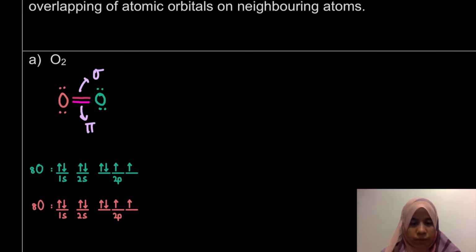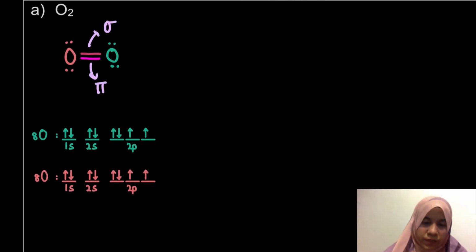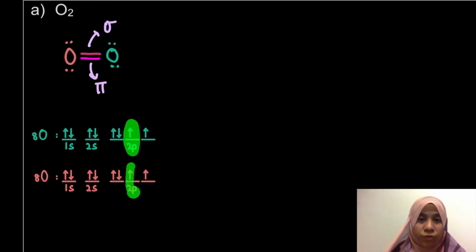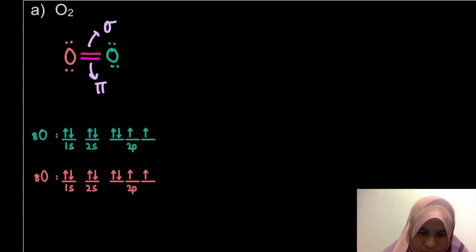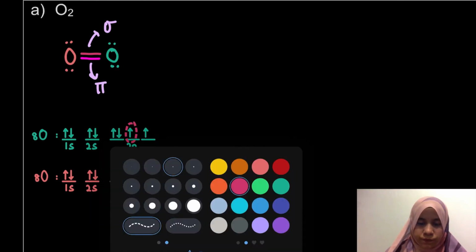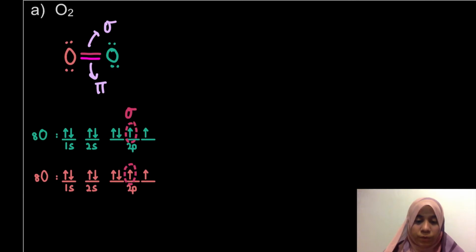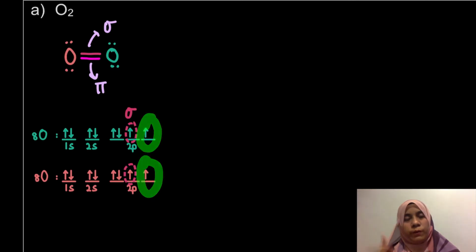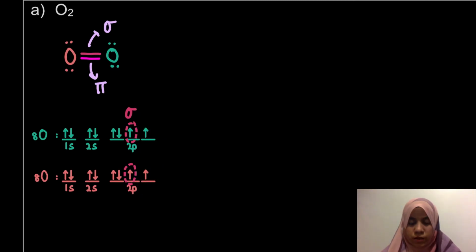So for each of the oxygen, what will happen is that between this electron and this electron, we are going to form a sigma bond, because the first one is sigma. So here is my sigma bond. Another one, what is it? There cannot be two sigma bonds. A sigma bond is only once. After that, we will have our pi bond.